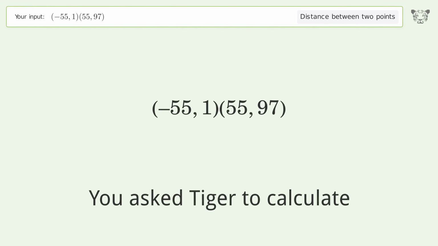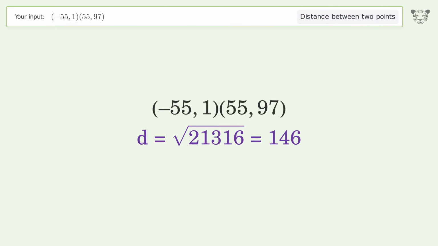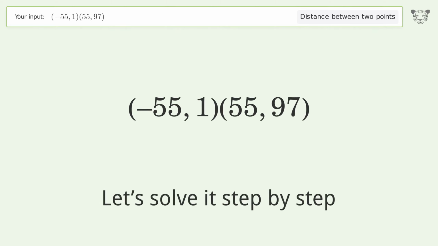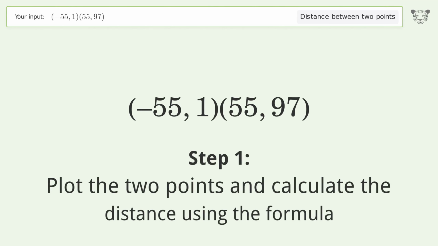You ask Tiger to calculate the distance between 2 points. The distance between the 2 points is the square root of 21,316, or 146. Let's solve it step by step. Plot the 2 points and calculate the distance using the formula.